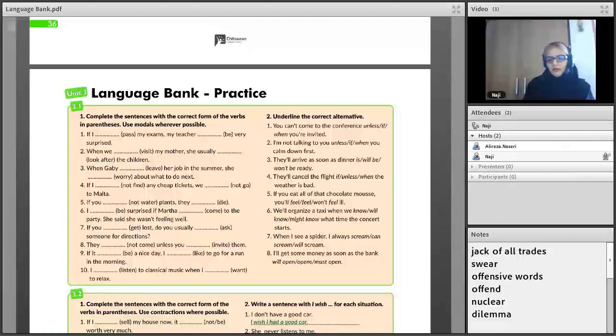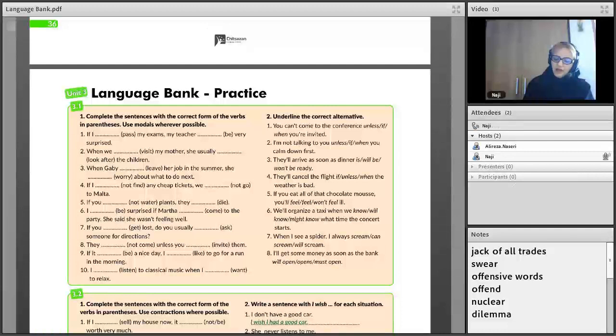Actually, we can use as soon as, unless, when, and if. As soon as just plays the role of something like if. So they will arrive as soon as dinner is ready. Number 4, they will cancel the flight if the weather is bad. Number 5, if you eat all of that chocolate mousse, you will feel ill.